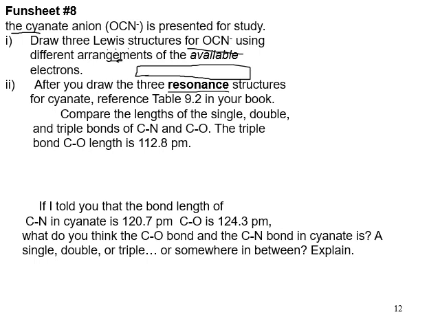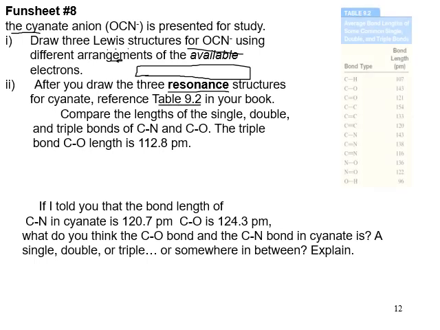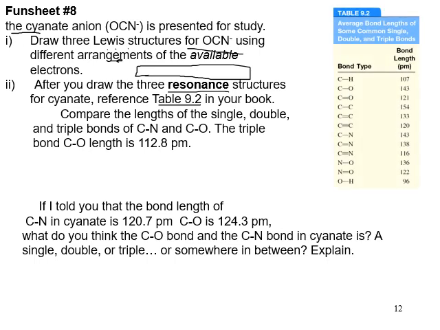After you draw them, reference table 9.2 in your book. Now, table 9.2 is bond length tables, and those bond lengths are indicative of the type of bond that's present between 2 atoms. So if you notice here, you have carbon single, carbon-carbon double, carbon-carbon triple. And as you go from single to double to triple, it gets shorter and shorter. That is because of the extra overlap that these electrons require in this triple bond. So these atoms would have to be closer.